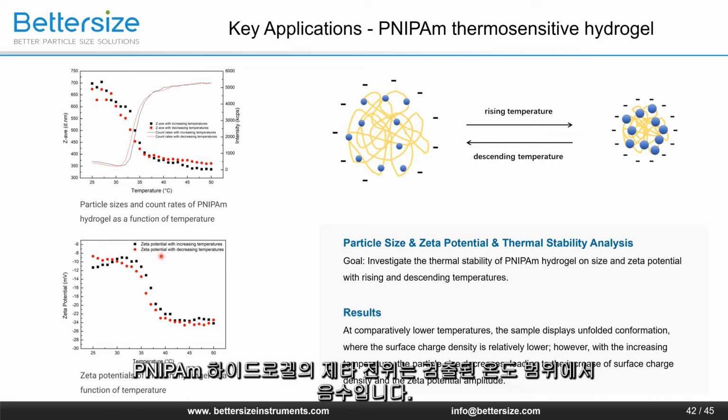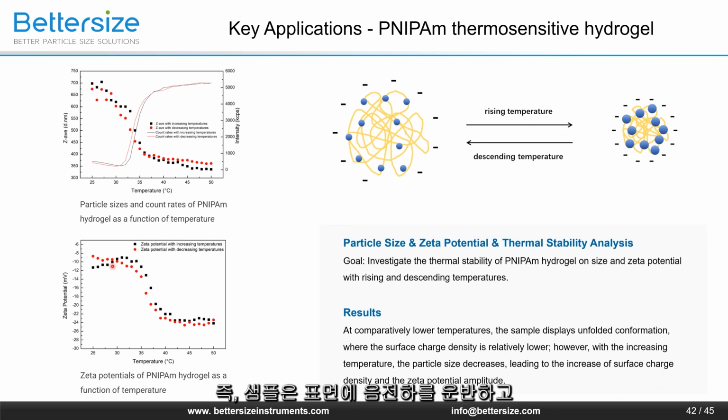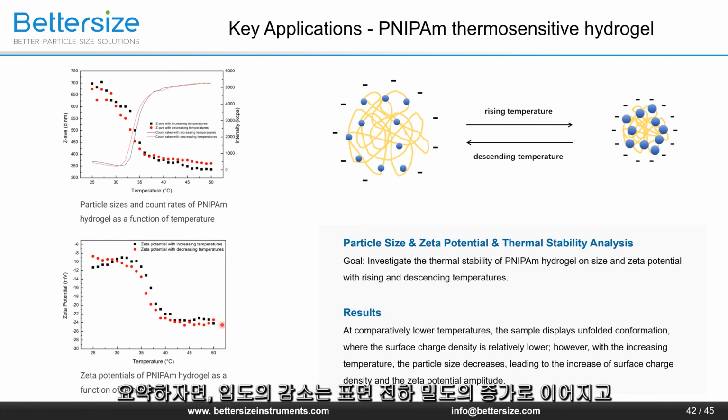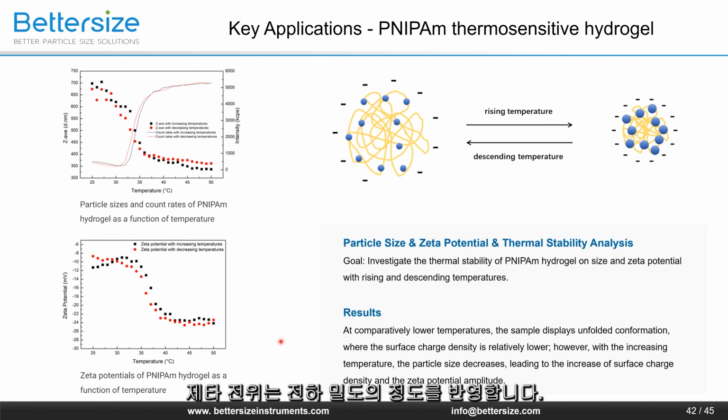The zeta potentials of NIPAM hydrogel are negative in the detected temperature range, which means the sample carries negative charges on the surface, and the magnitude of zeta potentials increases with the elevation of temperature. When the temperature reaches 50 degrees, the potential is increased to around minus 24 millivolts. In summary, the decrease of particle size leads to the increase of surface charge density, and zeta potential reflects the degree of charge density.